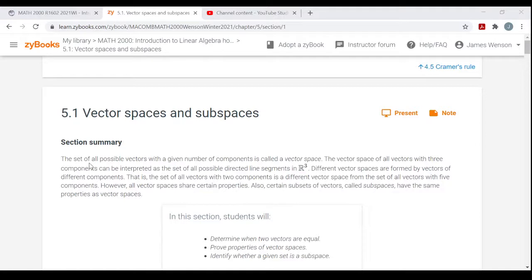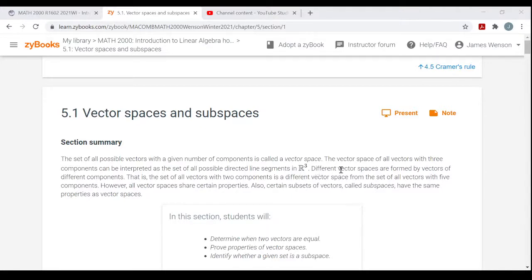All right, so the set of all possible vectors with a given number of components is called a vector space. The vector space of all vectors with 3 components can be interpreted as the set of all possible directed line segments in R3. You've seen this notation before. R3 meant the vectors with 3 components that were all real numbers. Okay, so like 1, 2, 3, 3, pi, square root of 2, that kind of stuff.